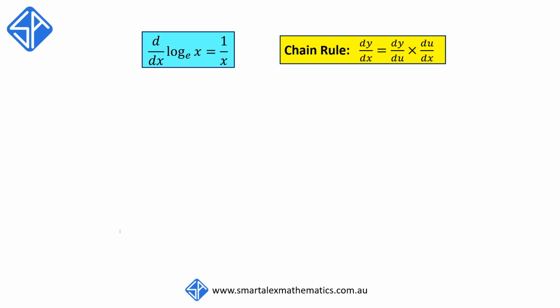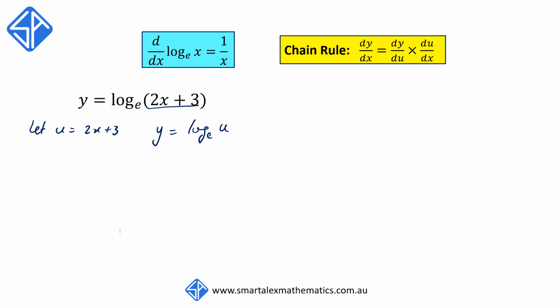Here we've got the function y is equal to log base e of 2x plus 3. We're going to let u equal 2x plus 3. This is the argument of the log function. We can now write y in terms of u. So y is simply equal to log base e of u. Then we're going to differentiate each expression. du on dx is just 2. dy on du is 1 on u.